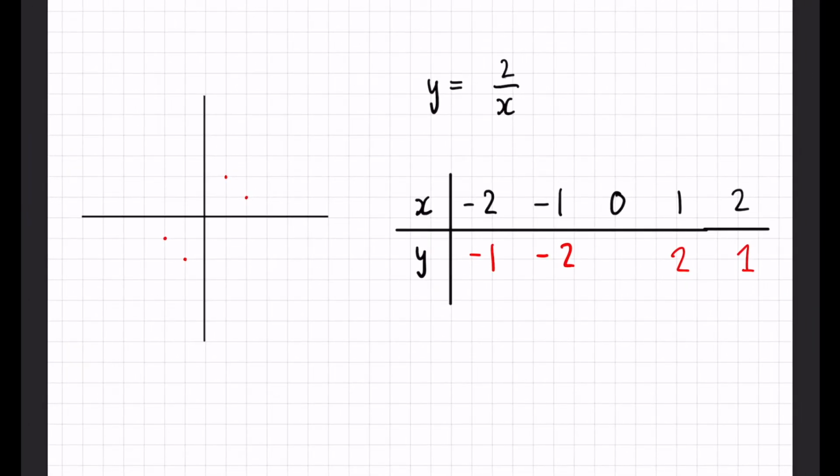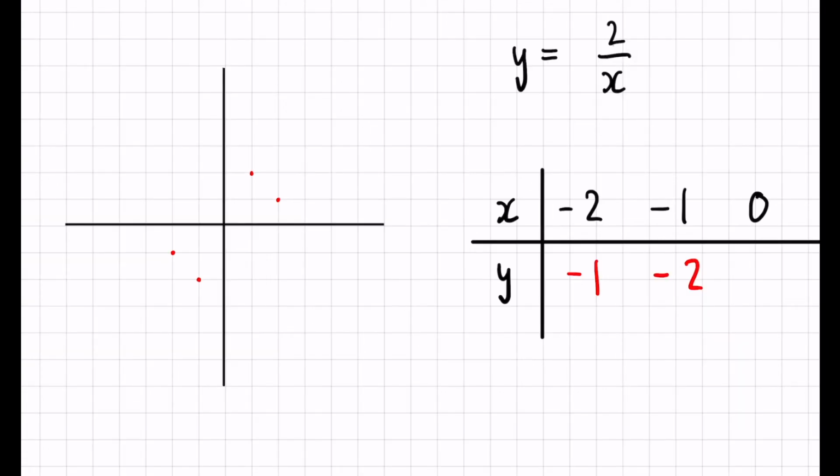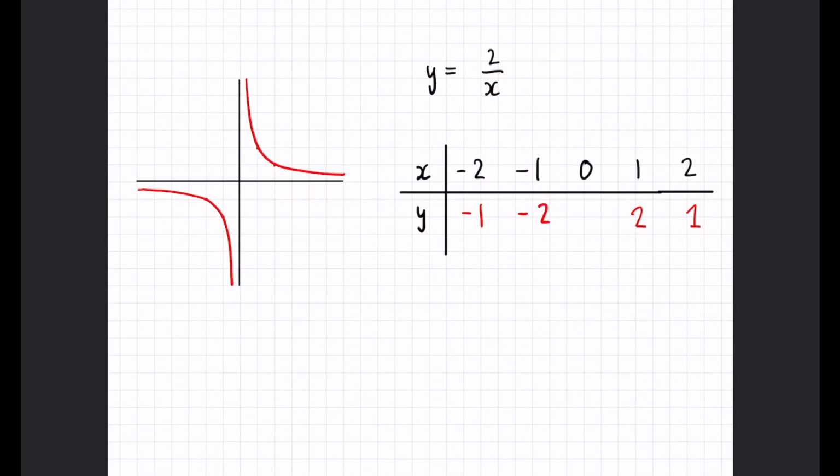Now at 0, you'll notice 2 over 0 in a fraction. If you put it in your calculator, you'll get a math error. And that's because you can't divide a number by 0. This is due to the fact that the graph has an asymptote when x is 0. Because when x is 0, that is basically the y-axis. But we know that reciprocal graphs don't touch the y-axis. So if we fill this out, it's just going to look a little bit like this. And that is your final answer.